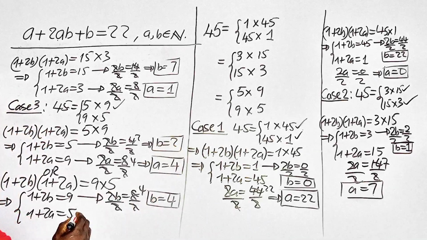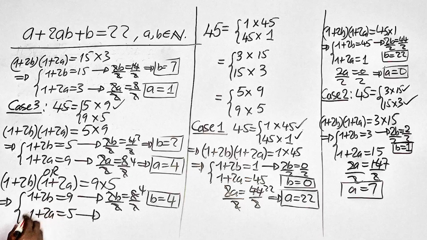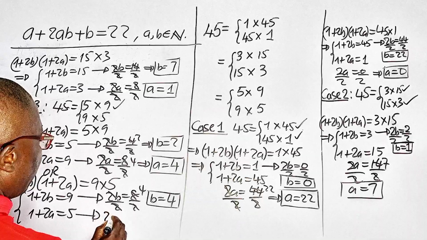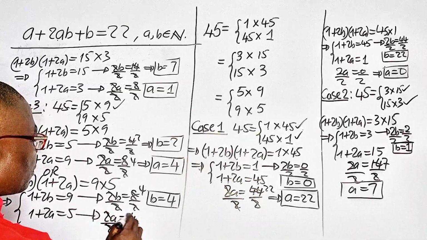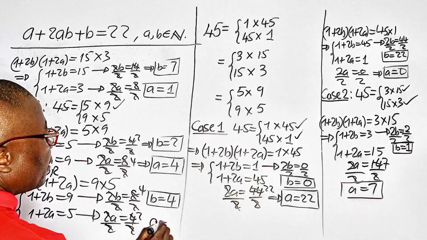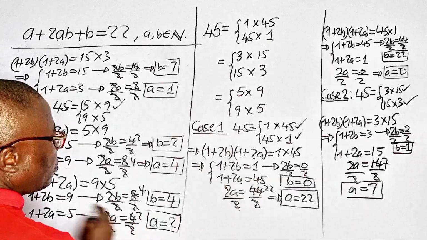Again, we are seeing a swap coming up there, swap of values. Taking 1 from the left hand side to the right hand side, this is positive 1. Going to the right hand side becomes subtraction. 5 minus 1 is 4. We have 2a is equal to 4. We divide both sides by 2. We have a is equal to 2.